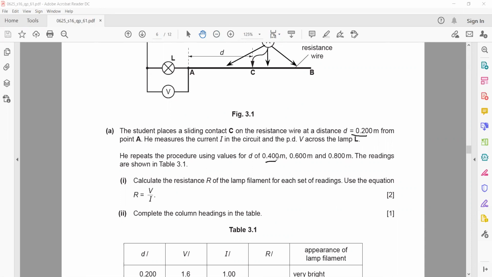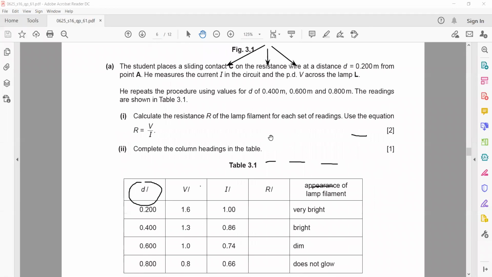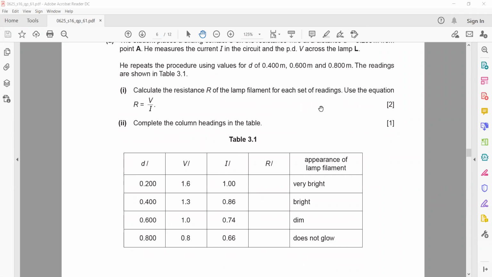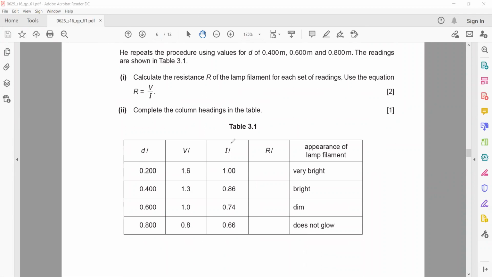He repeated the procedure for 0.4, 0.6, 0.8 meter. Calculate the resistance R of the lamp for each set of readings using the equation R equals V over I. So resistance is voltage divided by current, and you don't have to learn this formula. You just have to calculate this value. What is the resistance in the first column? 1.6 divided by 1 is 1.6. The second one, 1.3 divided by 0.86, is 1.51.